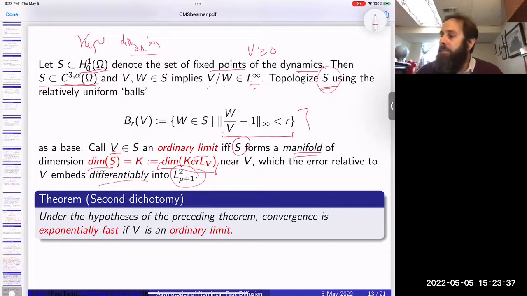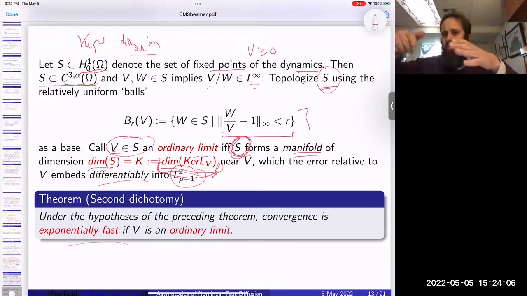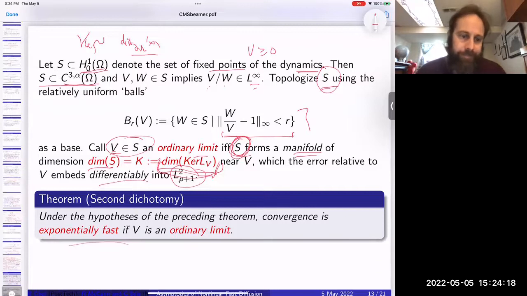And then my second theorem says that if V is an ordinary limit in this sense, then the convergence is exponentially fast. So in other words, the take-home message is if the manifold of solutions nearby agrees with the nullity of the linearization, if the dimension of the manifold agrees with the dimension of the nullity of the linearization, then you still get exponential convergence. And so we could guess maybe that's the case on these annuluses, where in 2 dimensions, we know there's a non-rotationally symmetric solution on the annulus, so there has to be a 1-parameter family of ground states. If the dimension of the kernel is 1, we still get exponential convergence. That's what this theorem is telling us. Questions?